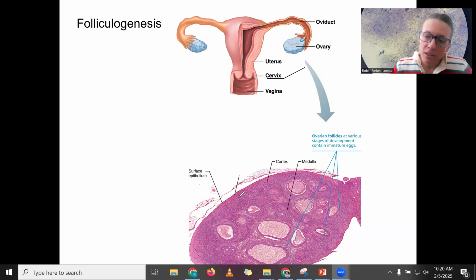So these little things out here, you can see three of them at least. These are the most immature stage of follicle development. These are called primordial follicles. Those are going to develop into primary, then secondary, and eventually fully mature follicles are called tertiary follicles. So there's various stages shown here. This is kind of one of the largest ones. This would be a mature follicle.